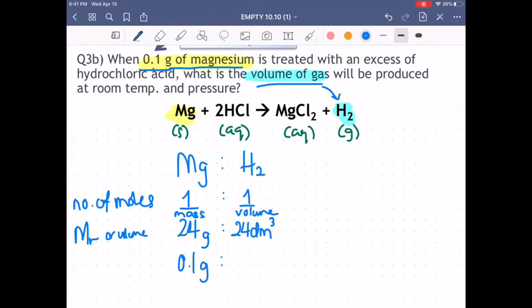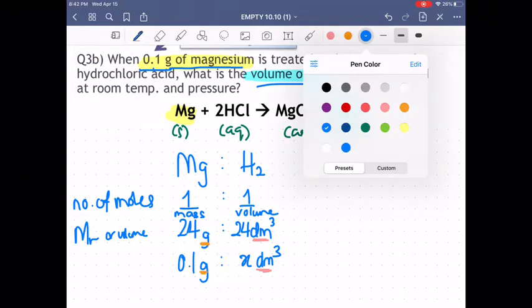Volume of gas, you don't know the volume of gas, so you put x dm cube. Please notice that the units from one column are the same. Do you notice here gram and gram? Then you have here dm cube and dm cube. So when you do your cross multiply, the units can be cancelled out easily. So your next step is to do cross multiply.